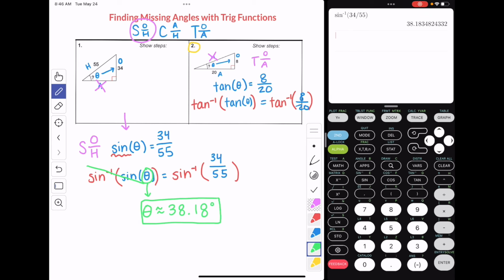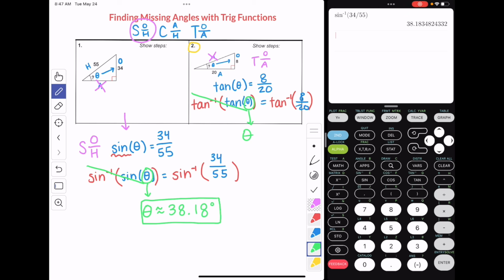Okay, if you're coming back to check your work for number 2, you can take a look at how I set up my problem. I labeled the sides of my triangle. I had my opposite and my adjacent, so that means that I was using tangent. I set up my problem as tangent of theta is equal to 8 over 20, the opposite over adjacent. And then I used inverse tan, so that on my left-hand side here, inverse tangent and tangent will cancel out. All we're left with is the theta.